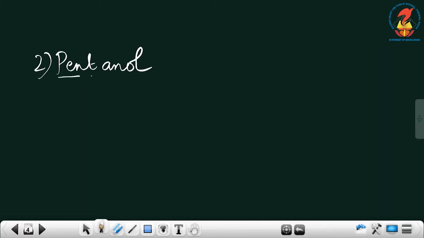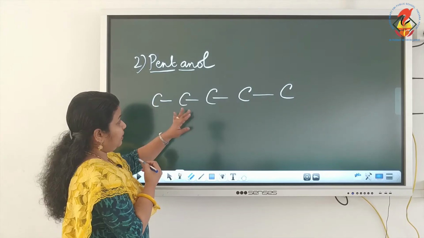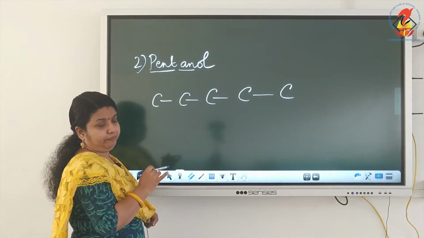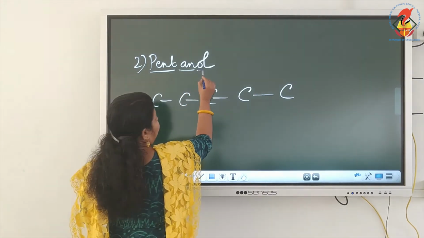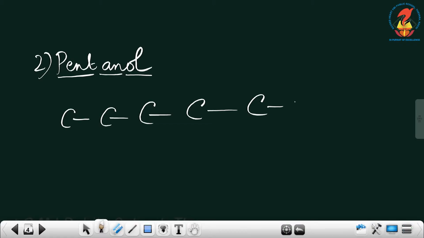Pentanol. Here the word root is Pent. So, write 5 carbons, it is ANE, showing that all the bonds are single bonds. Am I right? 5 carbons with single bonds between them. Which is the functional group here? OL. OL stands for which functional group? Alcohol. So right, alcoholic group is OH.